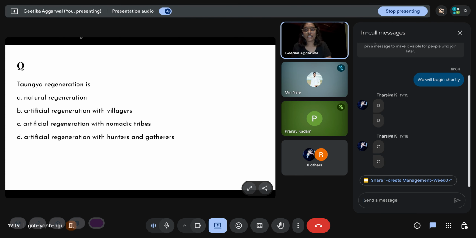Tongia regeneration is natural regeneration. It's artificial regeneration with the help of villagers, artificial regeneration with nomadic tribes, artificial regeneration with hunters and gatherers. So, which of these is a Tongia regeneration?